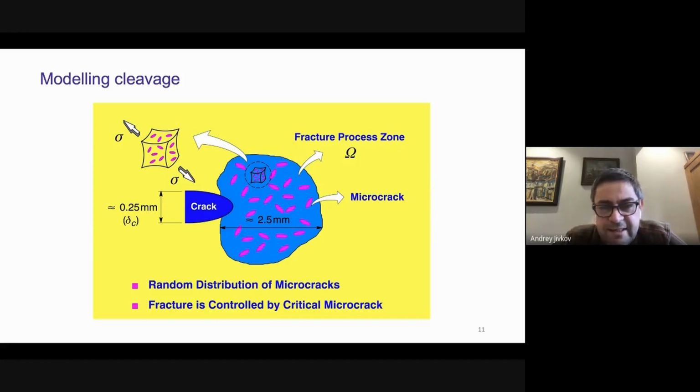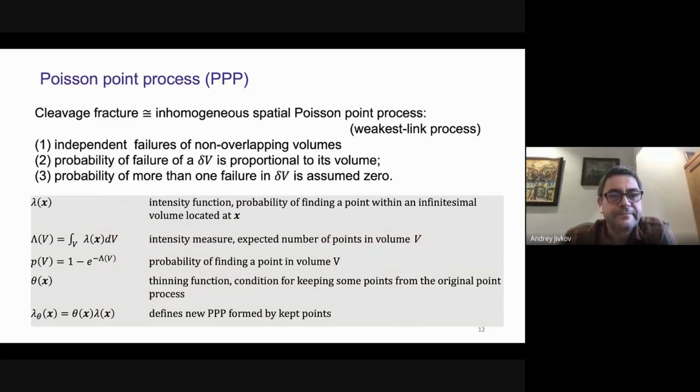One thing that is misleading in this figure is that these microcracks are shown as homogeneously distributed, but that's not exactly the case, because ahead of a macroscopic crack, we have a gradient of stresses and strains. So actually, the distribution of these microcracks may not be homogeneous. And because of that, cleavage fracture can be modeled as an inhomogeneous spatial Poisson point process, which some may have seen as the weakest link process.